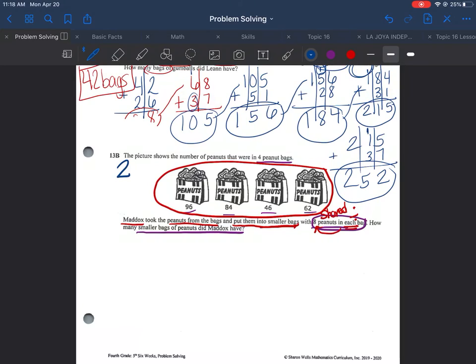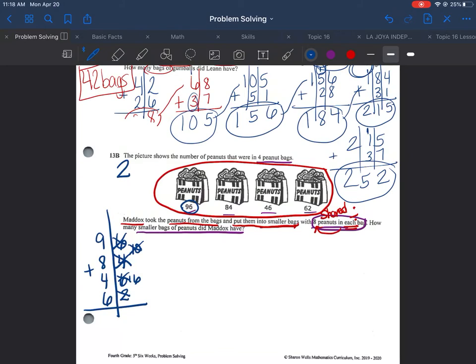First things first, I need to figure out how many peanuts he has in all, because he put them in all of the bags, not just one bag. It said all of the bags. So I'm going to take 96. I'm going to add 84, 46, and 62.